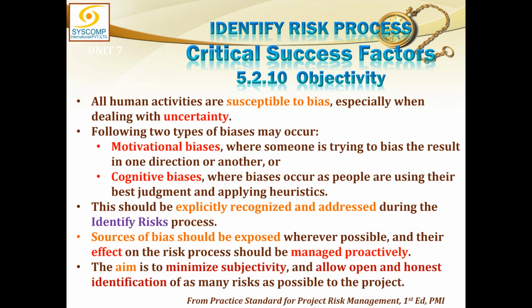Then there is yet another type of bias that is called cognitive bias. These are the biases which occur as people are using their best judgment and applying heuristics. People are not intentionally trying to bend the results, but based on their knowledge, they believe something to be true, which is actually not true. Like you see, we use heuristics, the rules of thumb that my father had told me, that this thing must be mixed with this thing to make it effective. So this is a heuristic which has no proof, but you and your family have been using it for hundreds of years. And you think that this will give you a certain result, which it will not.